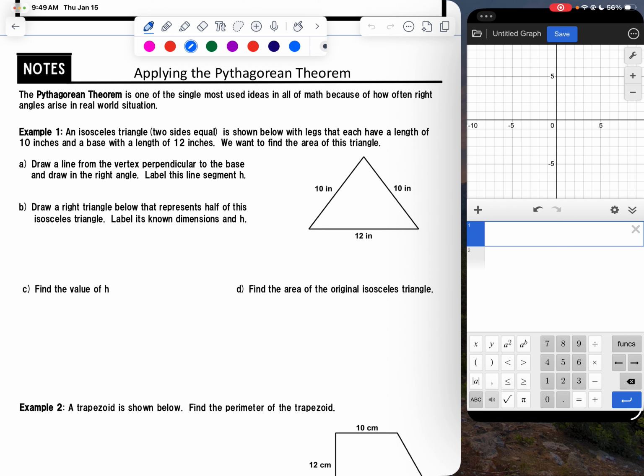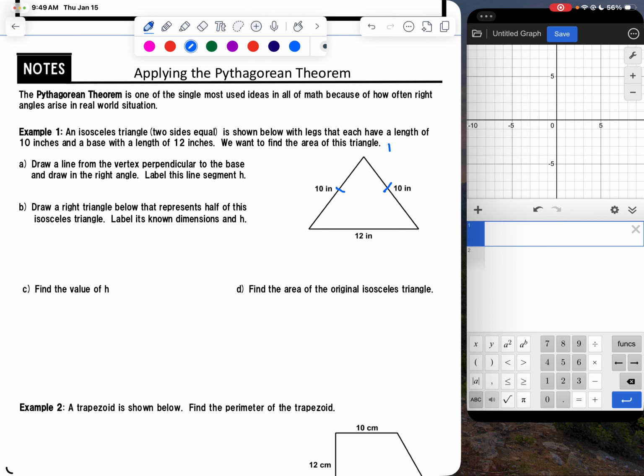An isosceles triangle, which means that two of the sides are equal. In this case, we have one side that's 10 inches, and the other side is also 10 inches. So I'm going to put a slash in there to show that they're congruent. The legs both have a length of 10 inches, and the base has a length of 12 inches. We want to find the area of the triangle.